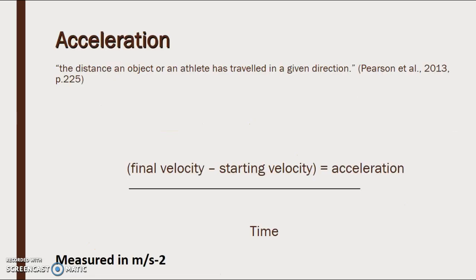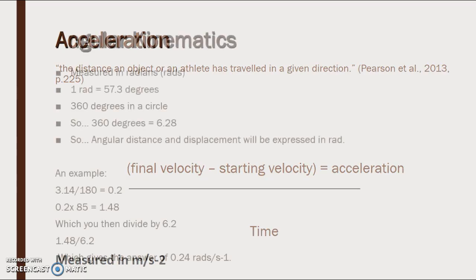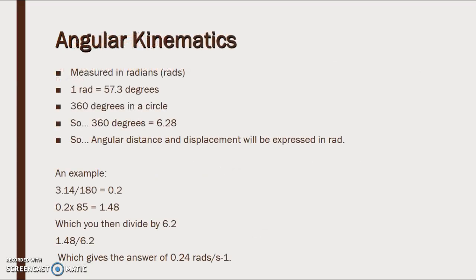So moving on to acceleration, which links to that, is the distance an object or an athlete has travelled in a given direction. To work that one out, you have to do final velocity minus starting velocity. So you work that out first, and then you put that on top of that equation, then you divide that by the time, and that is what gives you the acceleration overall, and it's measured in meters per second minus 2.